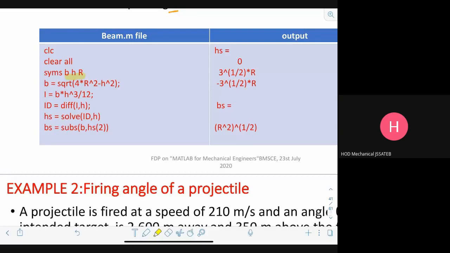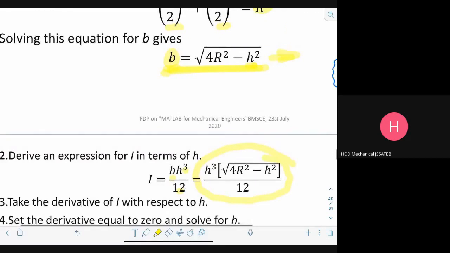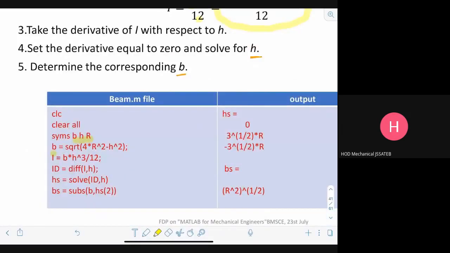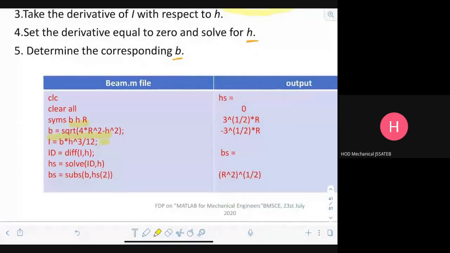Now I have written an expression for b in terms of this part. b is equal to root of 4R square minus h square. So b is equal to square root of 4R square minus h square. And then I know I is equal to bh squared by 12. Therefore, if I ask what is I, you will get the output as... I put a semicolon here, therefore the output is not coming. It will replace b in terms of this expression and give you the value of I.